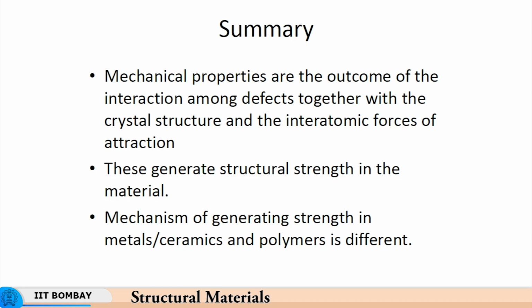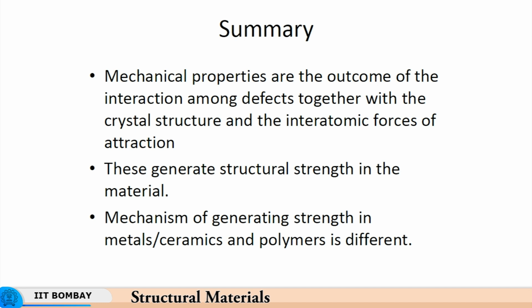Now, the issue is, how does the mechanical property change in spite of the interatomic forces being the same and the crystal structure being the same? That is because of the interaction of dislocations and the strengthening effects of the different kinds of interactions. So, the mechanism of generating strength in metals as opposed to polymers is therefore very different. So, we have been considering metals, we have been considering orderly arrangement of atoms.